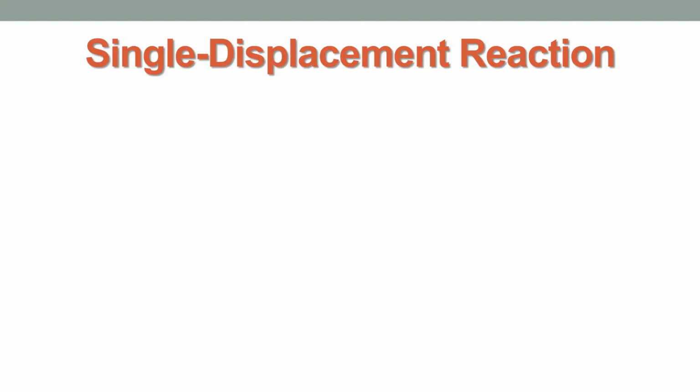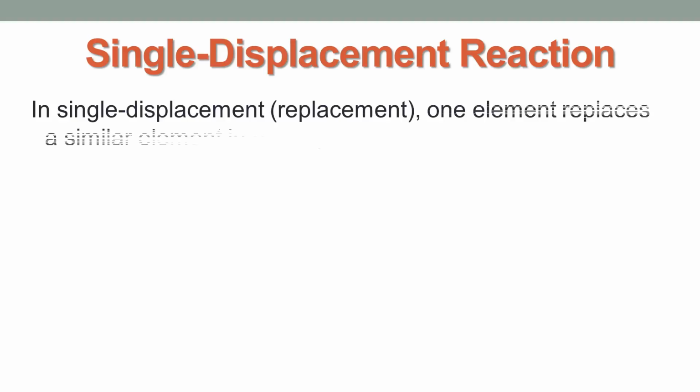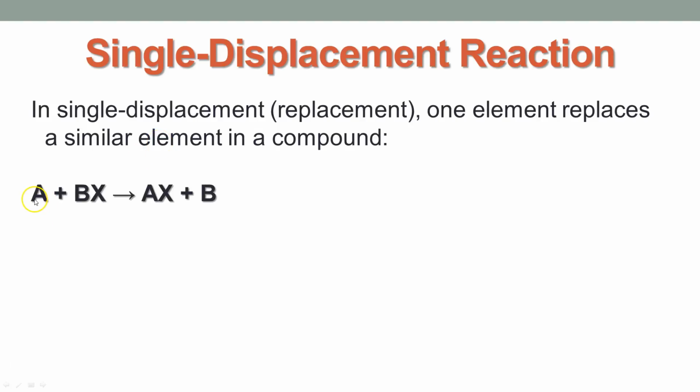Next up, single displacement reaction. Essentially, in this case, we're going to be switching something. In a single displacement or replacement reaction, one element is going to replace a similar element in a compound. So here I have A plus BX is going to make AX plus B. So you can see that A and B switched.